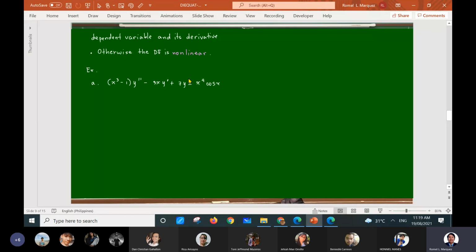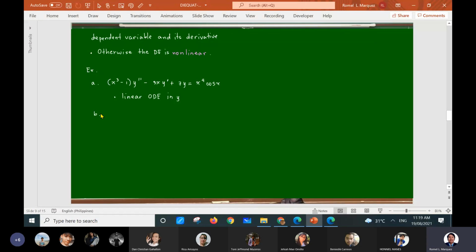So the dependent variable and its derivatives, it means it is what? Linear. All their exponents are what? 1. Is there a product of a derivative and y? No. Is there any exponent other than 1 for the dependent variable and derivatives? No. Therefore, this is linear. What DE? ODE. In particular, this is a linear ODE in y. Okay, guys? Linear ODE in what variable? In y. Okay?